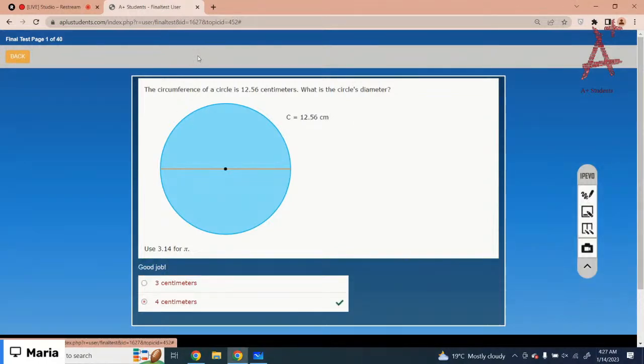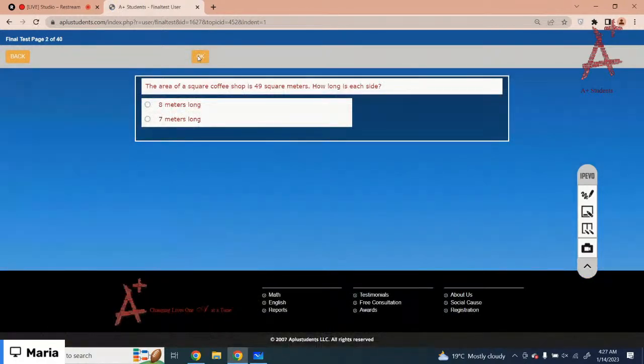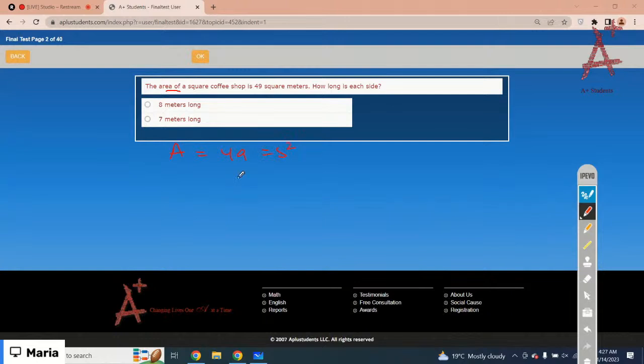Okay, let's just move on to the next question. The area of the square coffee shop is 49 square meter. How long is each side? So you're given the area. The area of the square is 49. And we know that the area of the square is s square, side times side. That means side square equals 49. So you have to calculate the side length.